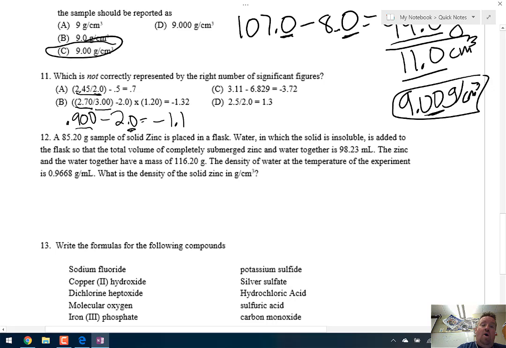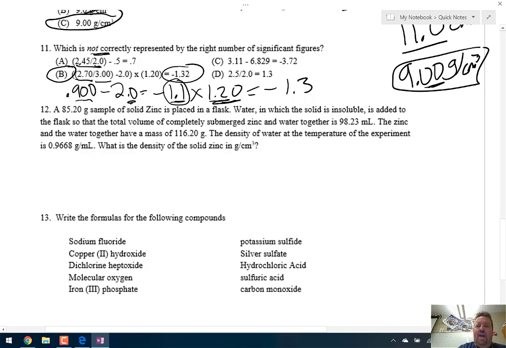Now we're going back to multiplication. Gosh, this is a little tricky. This has 2 significant figures. This has 3. So therefore, my answer can only have 2. And notice that in their answer, they have 3. So letter B is incorrect. Okay? And that's what they want, is not correctly represented.